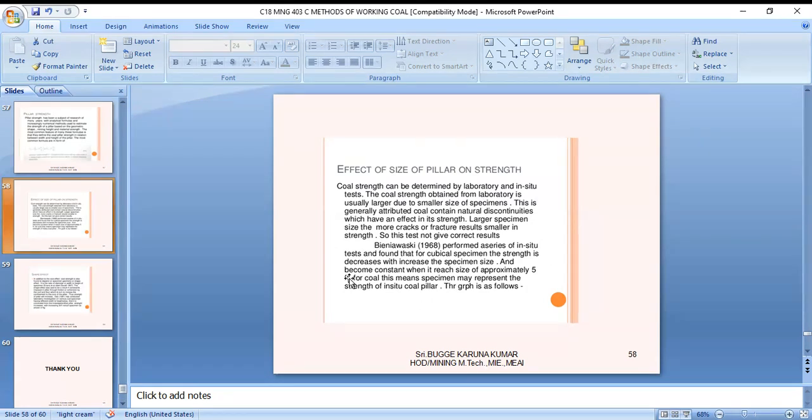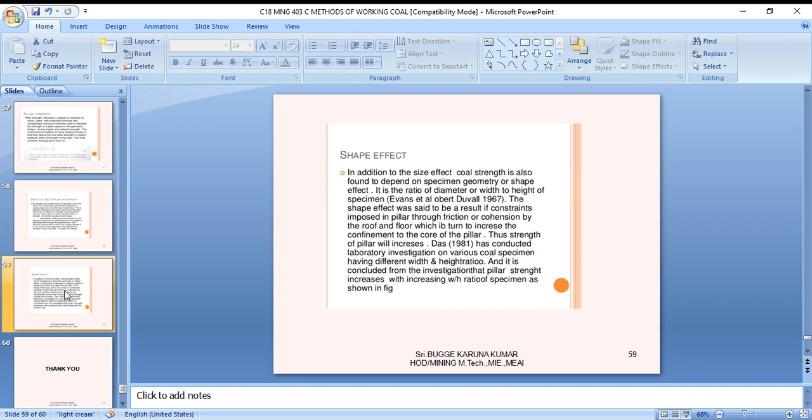Coal strength can be determined by laboratory and in situ tests. The coal strength obtained from the laboratory is usually larger due to the smaller size of the specimens. This is generally attributed to coal containing natural discontinuities, which have an effect on its strength. With a larger specimen size, more cracks and fractures result in smaller strength. Bieniawski performed a series of in situ tests and found in cubical specimens that strength decreases with increasing specimen size and becomes constant when it reaches an edge length of approximately 1 meter.